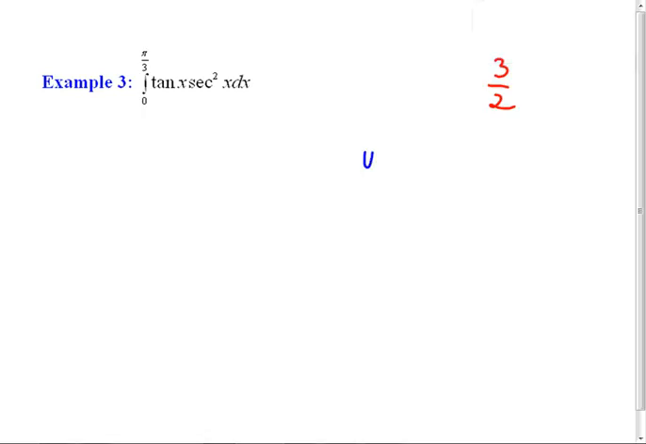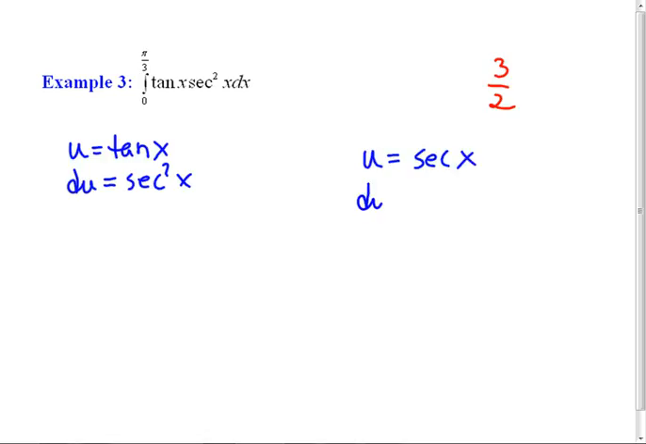What do you want U to be? Cole says he wants U to be tangent. It's a guess and check type thing. What's du? Secant squared of x. If I let u equal the secant of x, there may be more than one way to do this. Then what's du? Secant of x times what? Tangent of x. I can do this 2 ways.